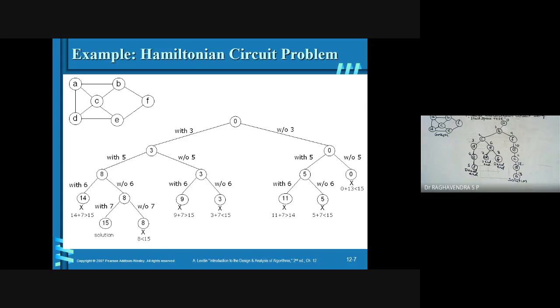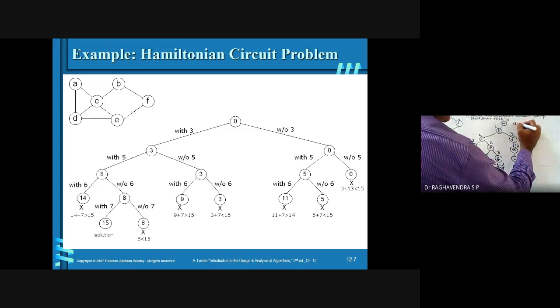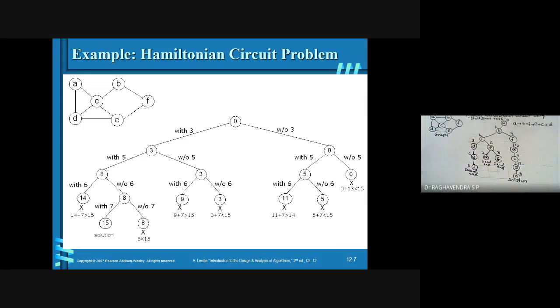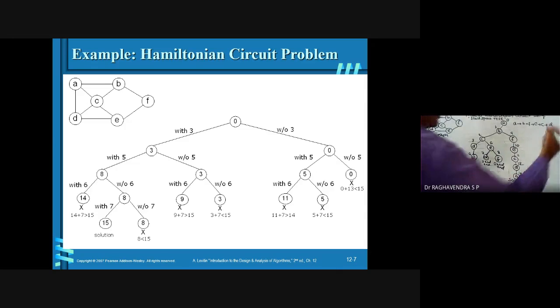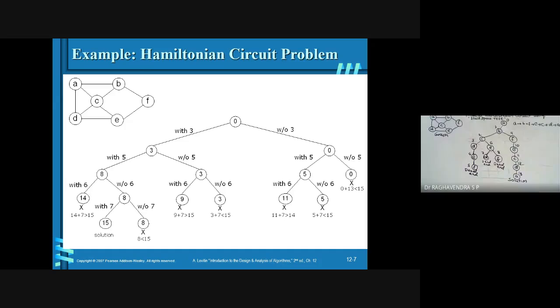Okay, so how to draw the state space tree? They may ask a question, define Hamiltonian circuit and solve the following graph and find out the Hamiltonian circuit by using state space tree. So the solution is A, next B, next F, then we have E, then we have C, then we have D, then at the end we have A. Okay, so this is the Hamiltonian circuit problem.